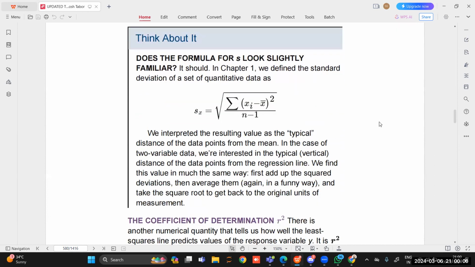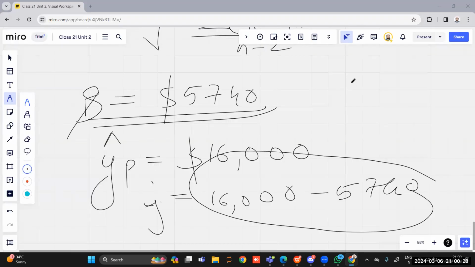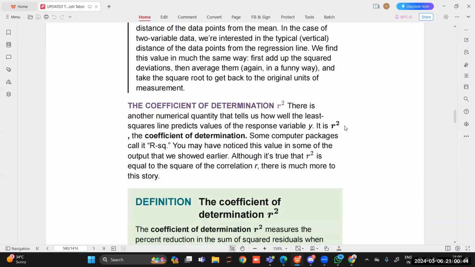Okay, see here. Does the formula for S look slightly familiar? In chapter 1 we defined the standard deviation of a set of quantitative data. The formula had n minus 1. We interpreted the result as the typical distance of the data points from the mean. In the first chapter, we were seeing how the values varied from the mean, the center value, so it was the standard deviation. Now here we are seeing the variability between y predicted and y actual. The S is used here in a different form.